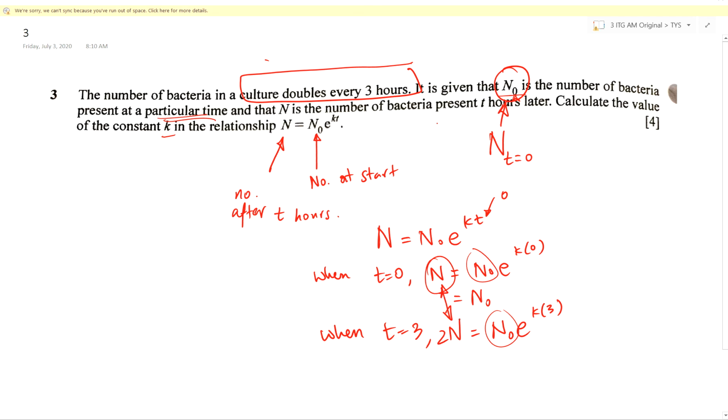Right? It doubled. So how about we take equation 2 over equation number 1. If we were to do that, what do you think will happen? Will the N and N cancel? Yes. Will the N naught and the N naught cancel? Yes. E power K times 0 is just 1, it doesn't exist anymore. What will we be left with? We have an unknown K. One equation, one unknown. I think you can solve it. So that is how we find the value of K.